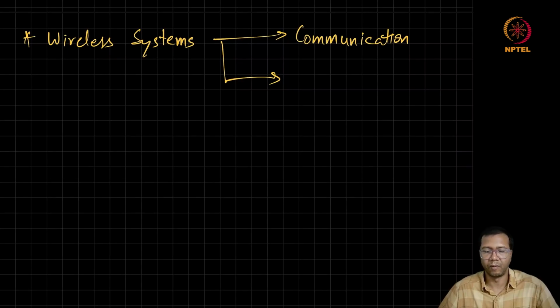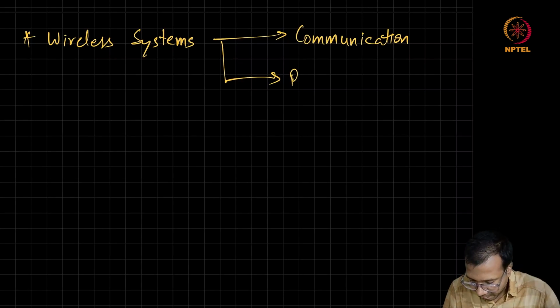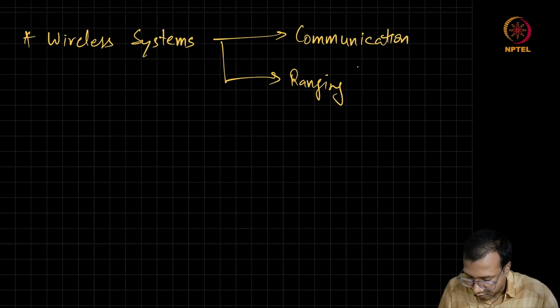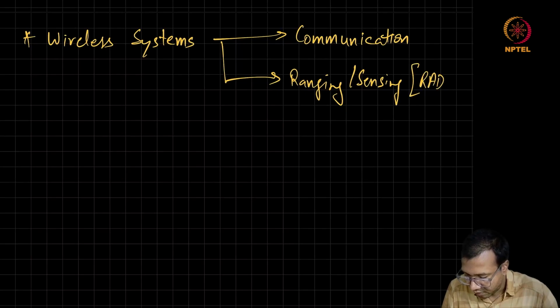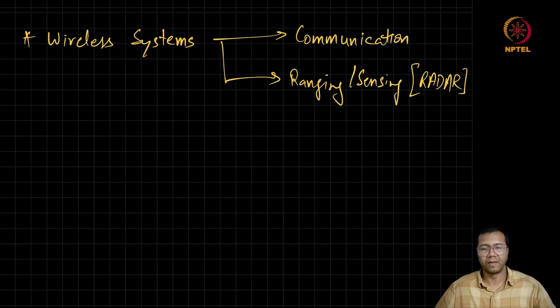So let's say you want to find the distance of an object without actually touching it. You can do this again in a wireless manner. This is called ranging, sometimes also called sensing. You might have already heard about this application, which is radar. Radars allow you to do range estimation of a target in a wireless manner.